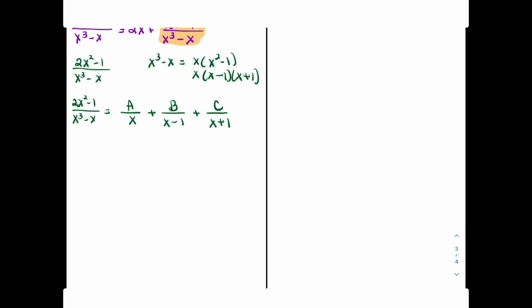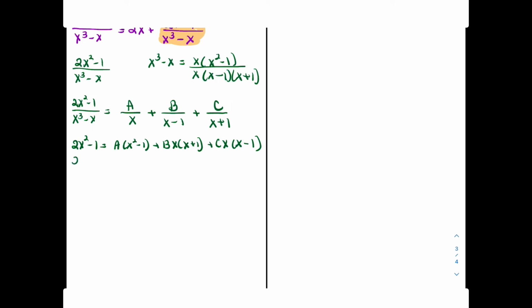And then to get rid of my fractions, I'm going to multiply each side by the denominator of x cubed minus x. And so that a term, therefore, needs to be multiplied by x times x squared minus 1. And then the b term needs to be multiplied by x times x plus 1. And the c term needs to be multiplied by x times x minus 1.